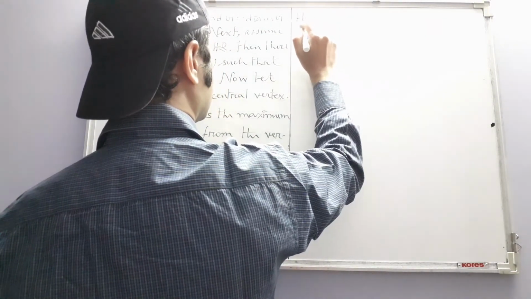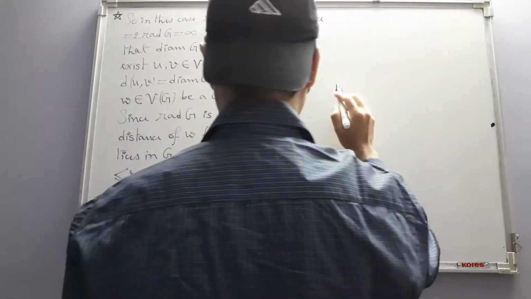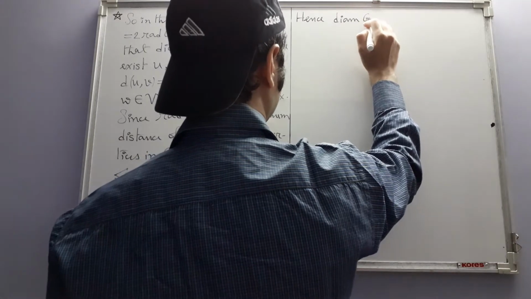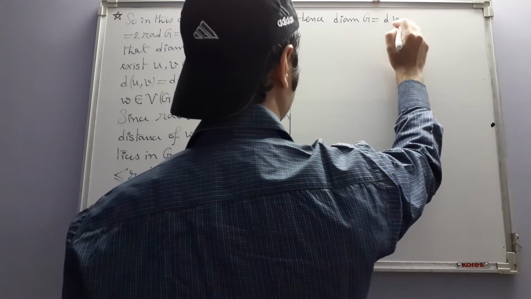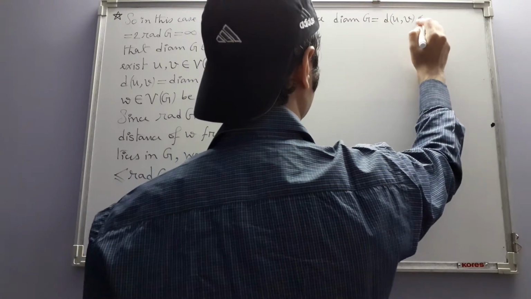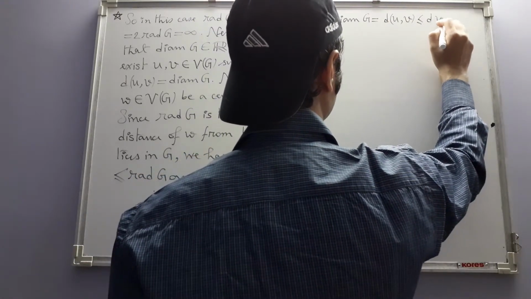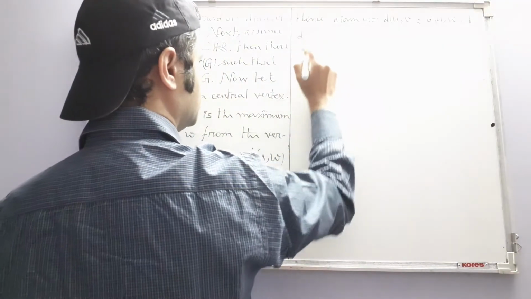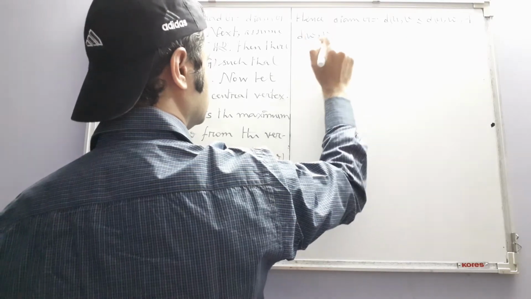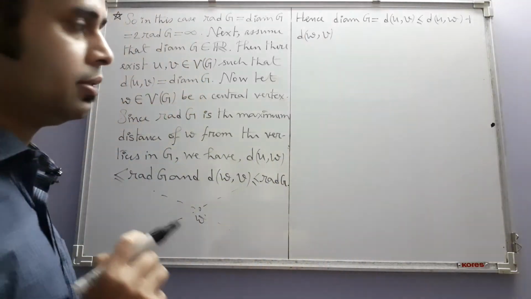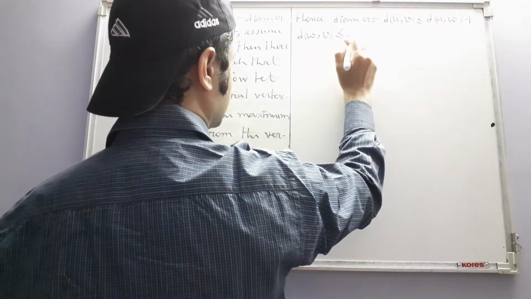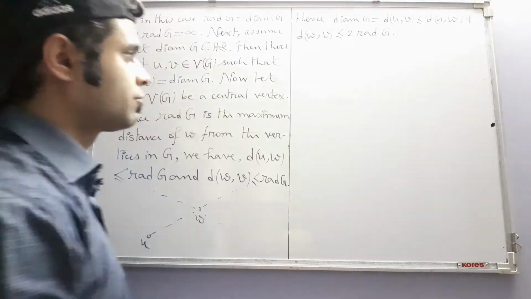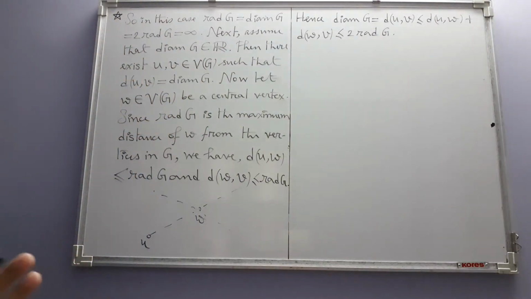Hence, the diameter of G, which is the distance between U and V, is less than or equal to the distance between U and W plus the distance between W and V using the triangle inequality. So that is less than or equal to 2 times the radius of G. So we have got the second inequality.